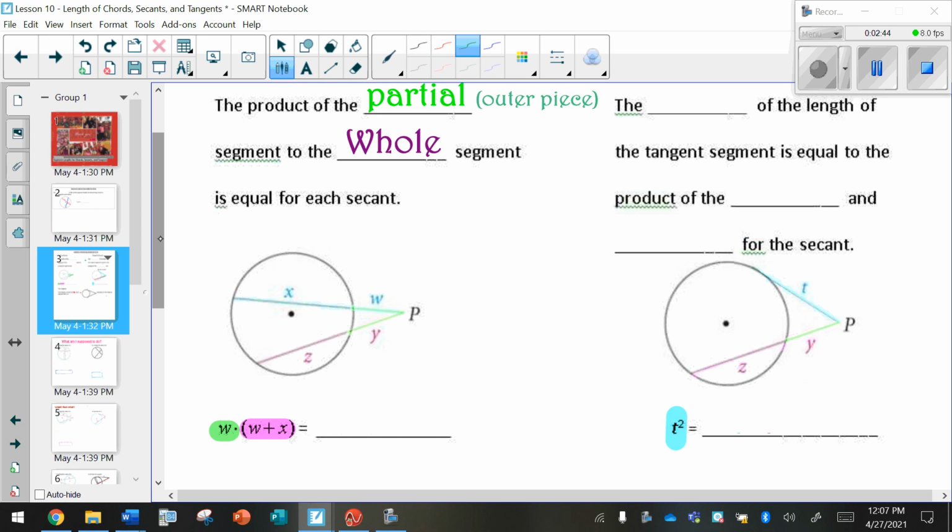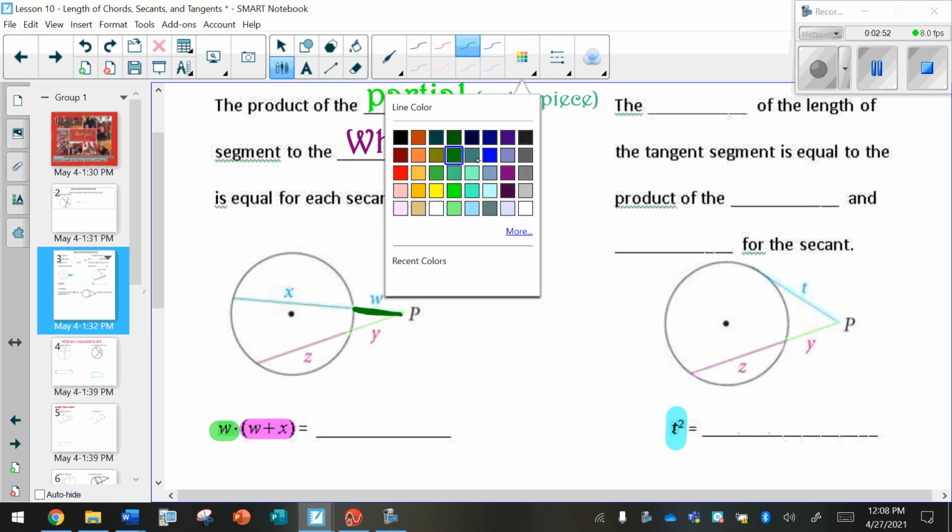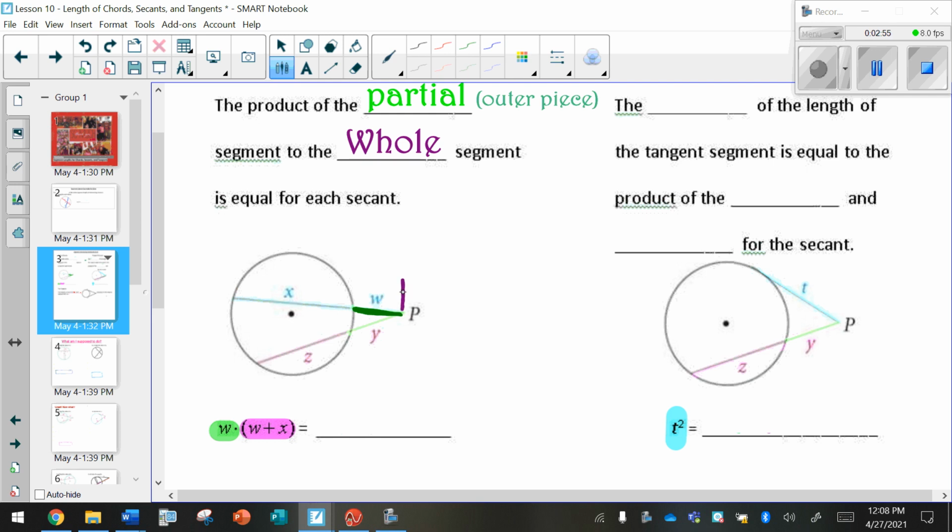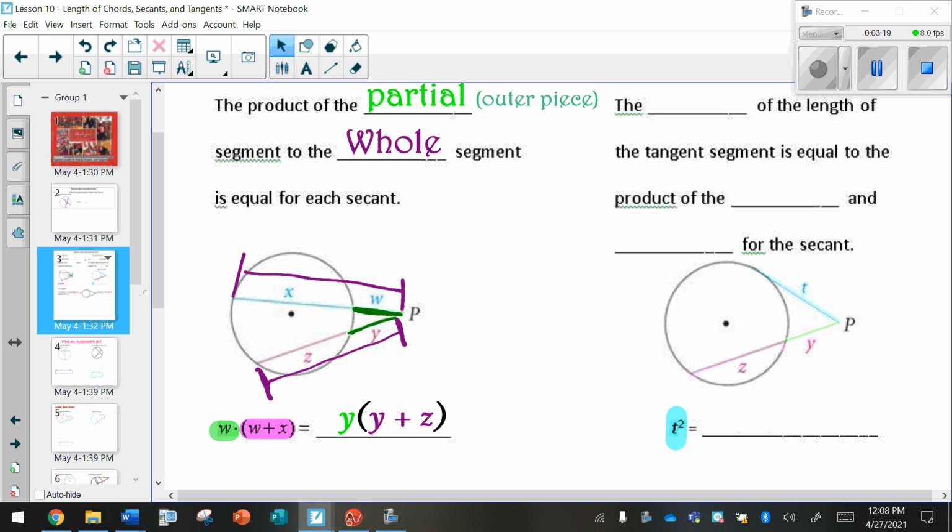So the product is the outer piece times the whole thing. The outer piece is the W. That's the outer piece, the partial part. And then the whole length would be W plus X. So you've got the outer piece times the whole secant is equal to the outer piece times the whole secant on the other side. That works as long as these two secants come from the same point. Two secants that come from the same point, their outer piece times the whole secant.